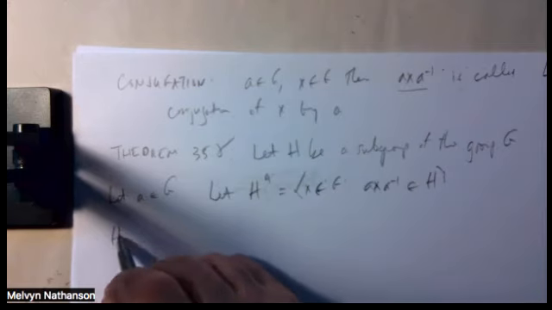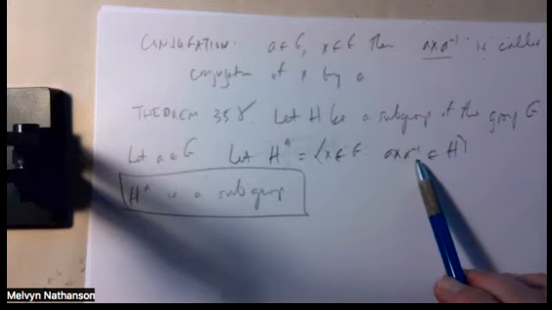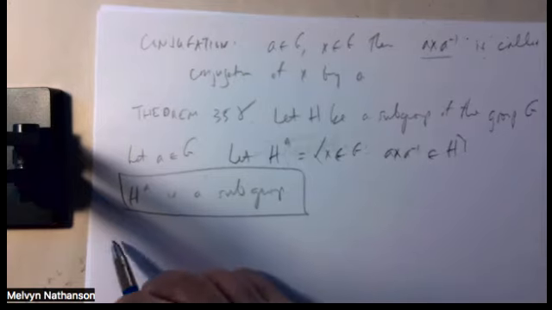Then H_A is a subgroup. That's what we need to prove. So you have a subgroup H, and you look at all elements x such that a x a inverse is in H. So how can we prove this?